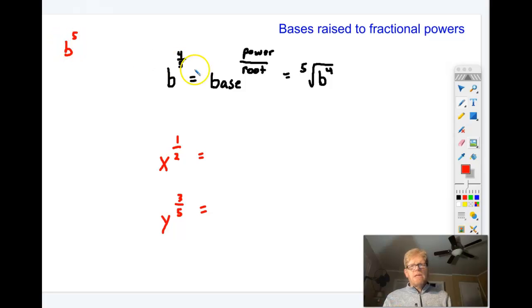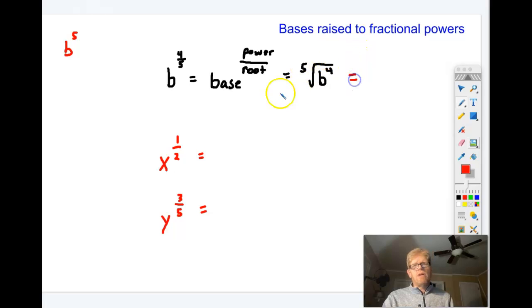What you're going to see today a couple of times are things raised to a fractional power. So we have b raised to the 4/5. And what that means is we're going to take the root on the bottom of that base raised to the power on the top. So here's your example. If we have b to the 4/5, we're going to raise b to the 4th power here. We've taken b to the 4th power. And then we're going to take its 5th root. So we put the 5 here.